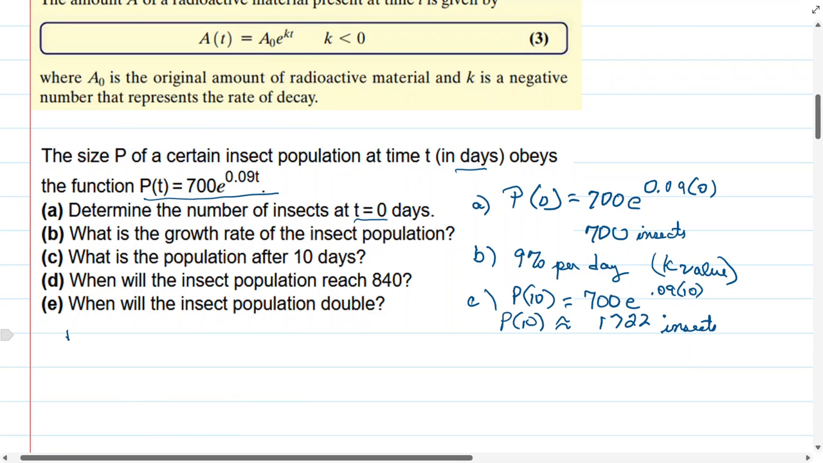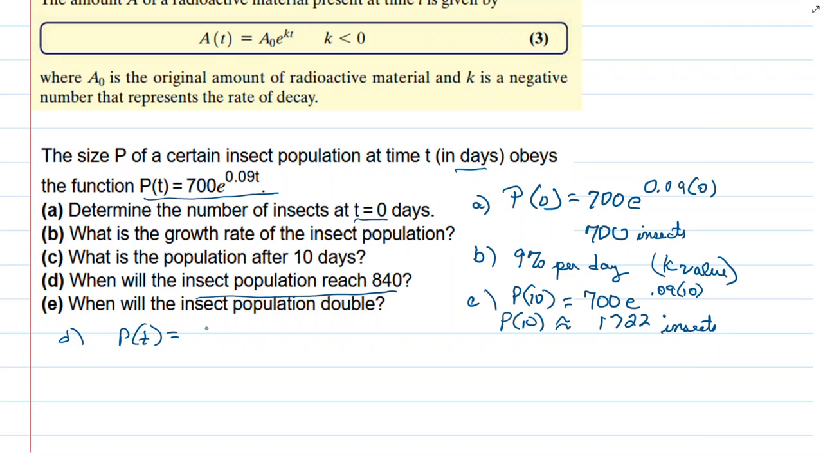Now D says, when will the insect population reach 840? This is P of t equals 840. So I'm going to have to put 840 equals 700 e to the 0.09 t. We're going to divide by the 700, and then we'll do the natural log on both sides. Is everybody comfortable with that? After we multiply, we're going to use some rules. Again, good for the review, right?